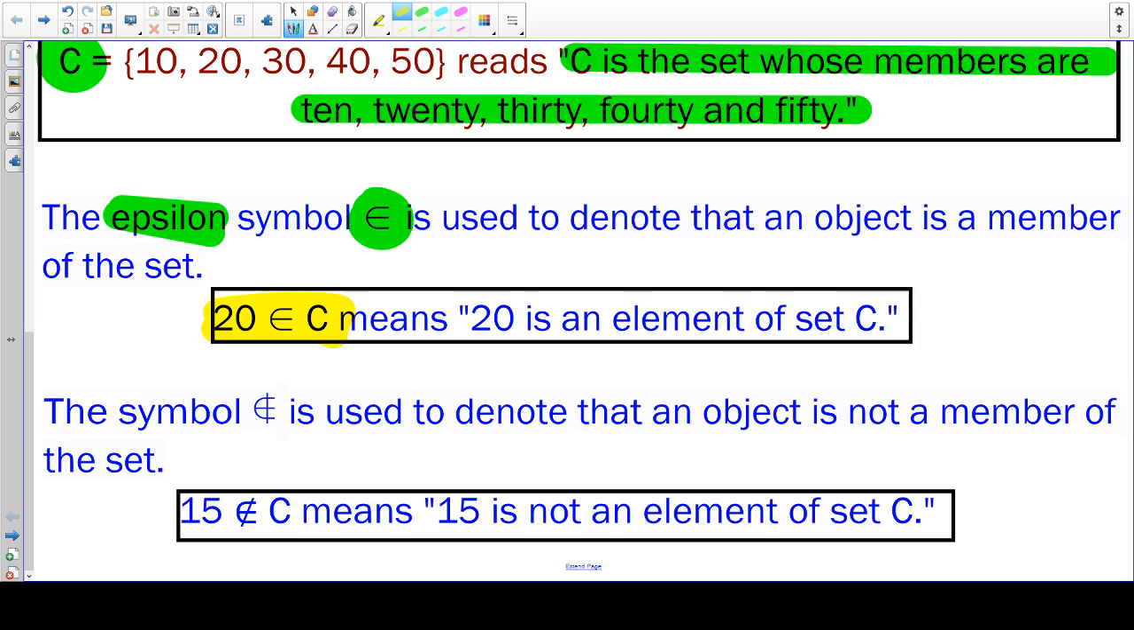Now, if that funny looking E means belongs to, then if we have a slash through it, it means that an object is not a member of the set. So 15 ∉ C, whatever that is, means 15 is not an element of set C. So if there's a slash through it, it means it's not in set C.